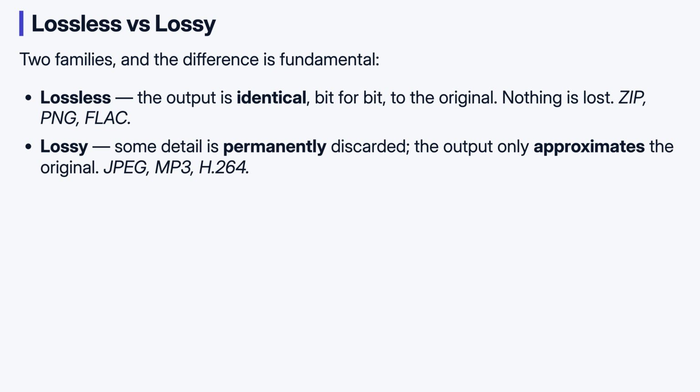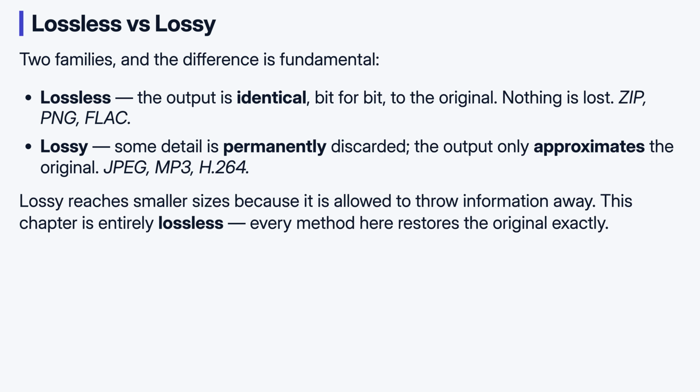Lossy compression permanently throws some detail away, so the output only approximates the original. JPEG photos, MP3 audio, and H.264 video are all lossy. Lossy can reach much smaller sizes precisely because it is allowed to discard information the eye or ear will barely miss. Everything in this chapter is lossless, so every method we build restores the original exactly.